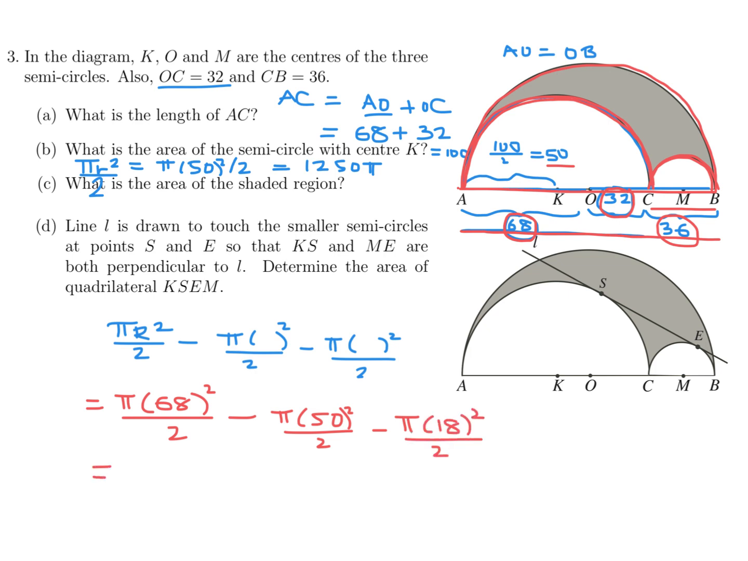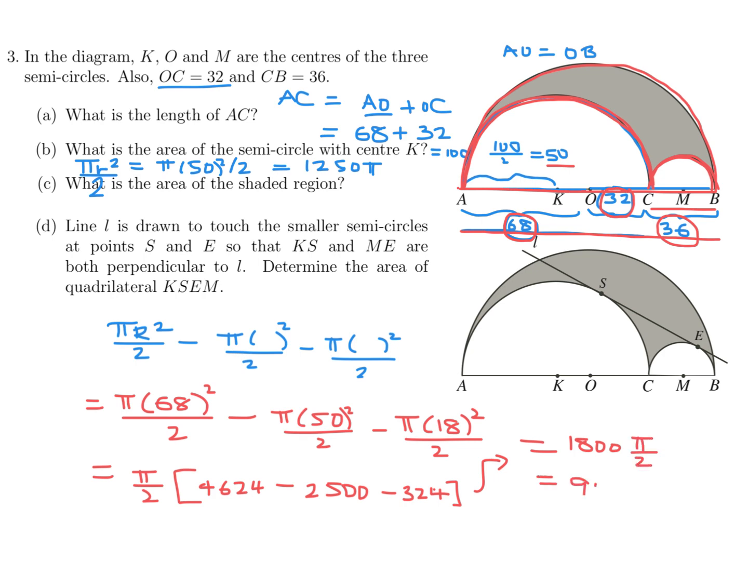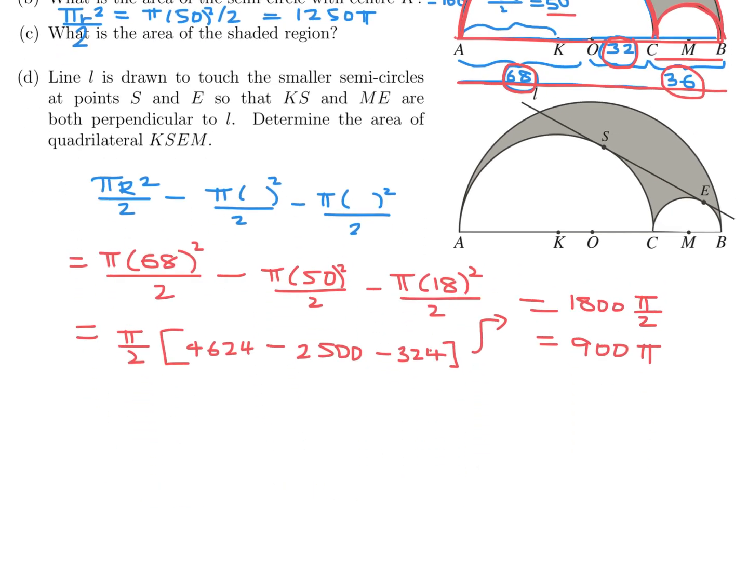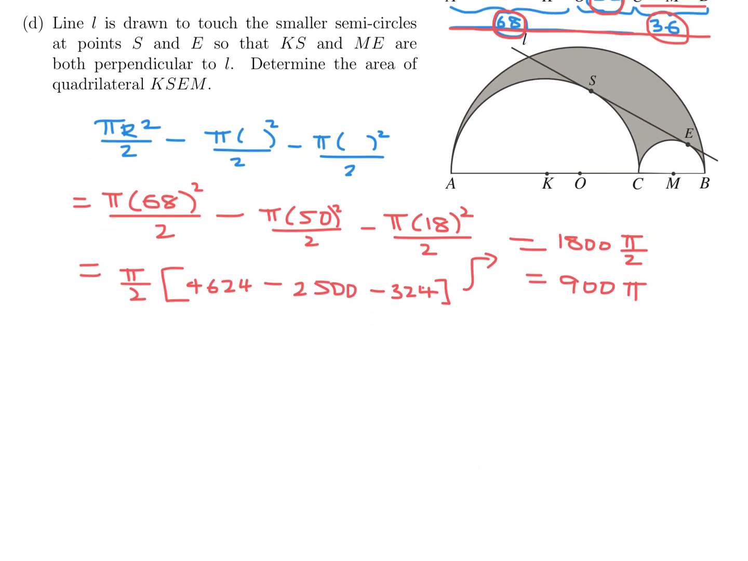So we can factor out the pi over 2, and then it becomes 68 squared, which is 4624, minus 50 squared, which is 2500, minus 18 squared, which is 324. And when you crunch out these numbers, you get 1800 pi times pi over 2, and that's 900 pi. All right, that's good. Okay, we got one more here.